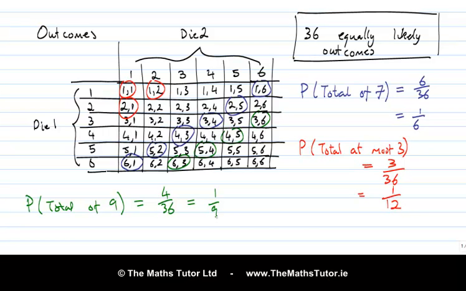And it's a good exercise now. You should go through this table and you'll see that the total that's most likely when you roll a pair of dice is 7. If you try 6, you'll find that the probability of a total of 6 is 5 over 36. And you can check all the rest yourself. You'll find that no other total is as likely as 7.